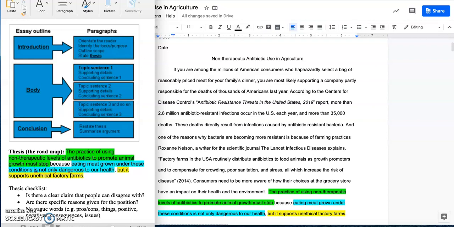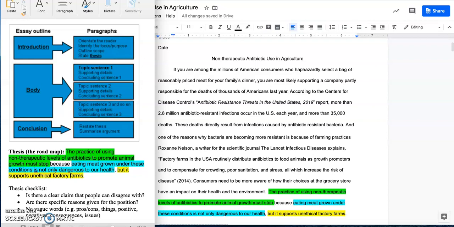So we have something they have to establish. We have to establish this idea of non-therapeutic levels of antibiotics. Why does it have to stop? They're going to have to go into the meat and how it might be dangerous to our health, and also have to go into these unethical factory farms. That's the expectation that's set. If they do two of those but not all three, it's going to seem incomplete. If they do all three, then it's going to kind of work. So let's think about this checklist for a thesis statement.